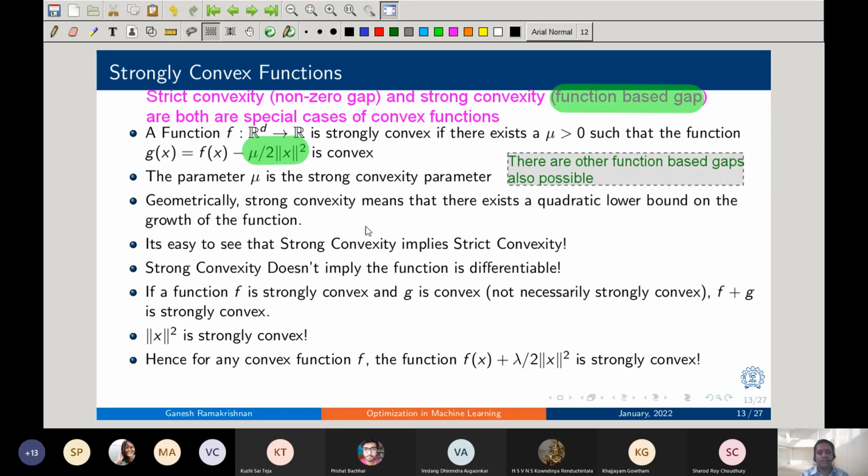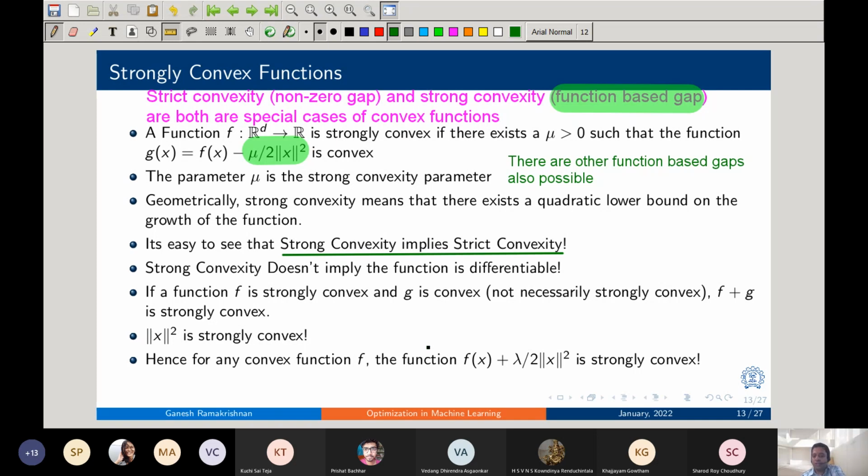Okay, there are several other algorithms which also make use of these gaps, but let's use this quadratic function as a canonical example. As I pointed out, these are special cases, which would mean that strong convexity, and in fact for that matter even strict convexity, imply convexity, but strong convexity actually implies strict convexity. So this particular function norm x square becomes 0 only when x is 0. So therefore its strict positivity implies that strong convexity implies strict convexity.